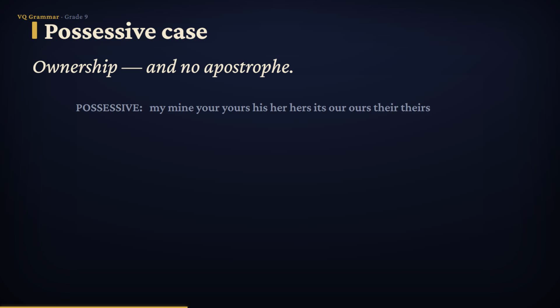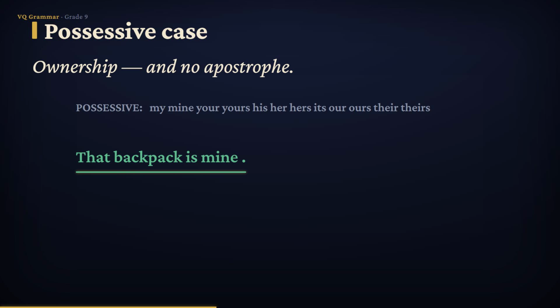Case number 3 is the possessive, and its job is ownership, showing that something belongs to someone. Its members are my, mine, your, yours, his, her, hers, its, our, ours, their, and theirs. These forms replace a possessive noun. Instead of that backpack is Jordan's, we say that backpack is mine.